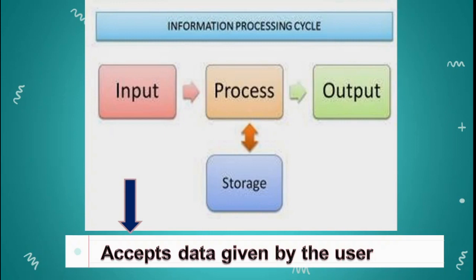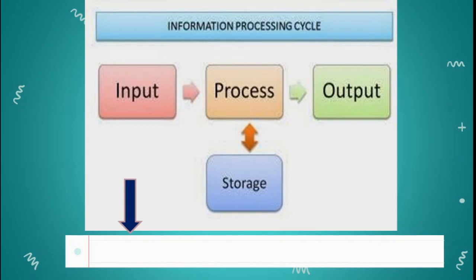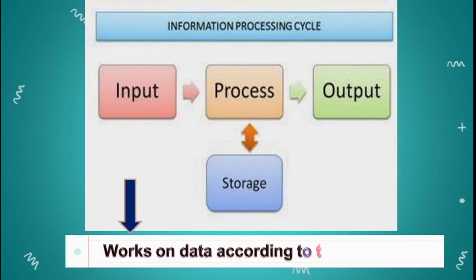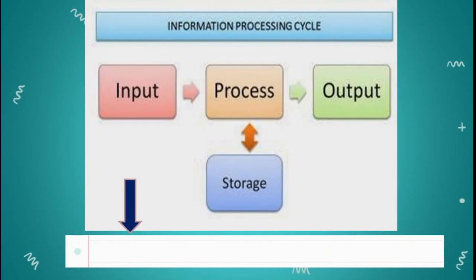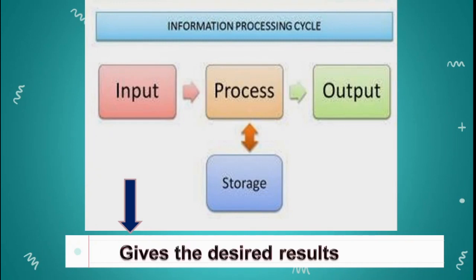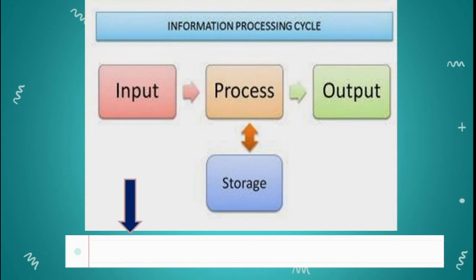Next one is processing, works on data according to the instruction. After entering the data and instruction in a computer, the CPU works on the input to give us meaningful information. This is called processing. Output, give the desired result. The meaningful information we get after processing is known as output. Storage, store the information according to our need.